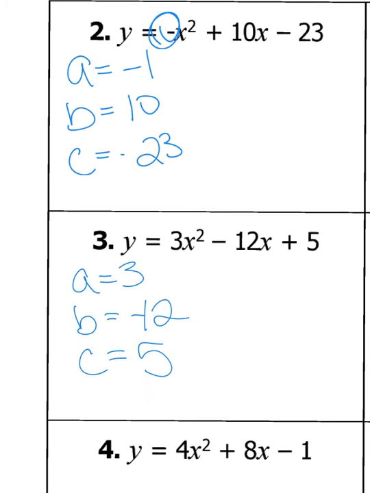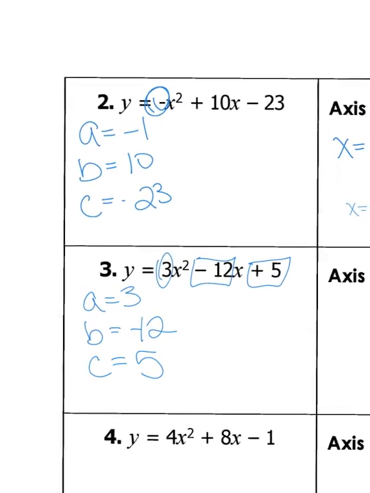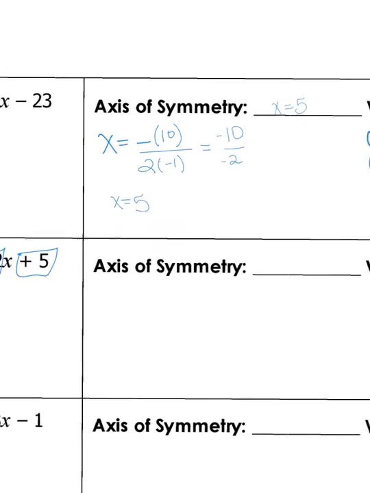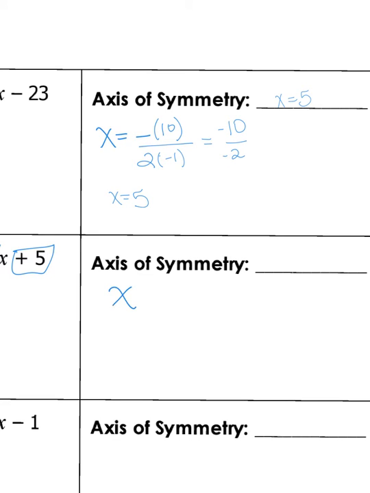All right, so number 3. My a value is 3, my b is negative 12, so don't forget to take over that negative, and my c is positive 5. So I'm going to find my axis of symmetry. I've got x equals negative b, so negative of a negative 12, all over 2 times my a, which is 3.